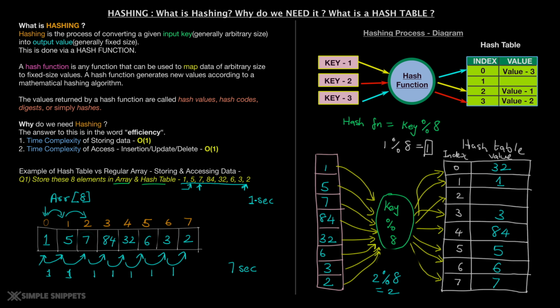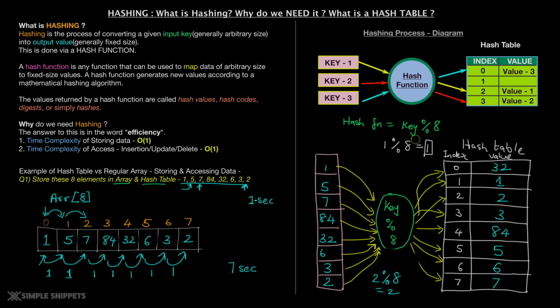Correct? Makes sense? Alright. So now you can see our hash function, which is key mod 8, applied on all these key values gave us index positions where these keys are to be stored. Correct? So 1 got stored at index position 1. 5 got stored at index position 5. 7 got stored at index position 7. 84 got stored at index position 4.